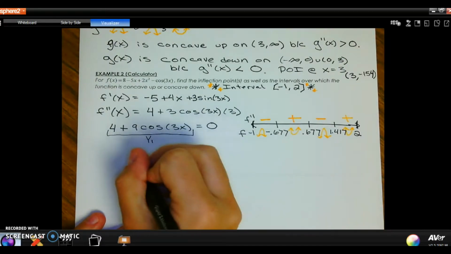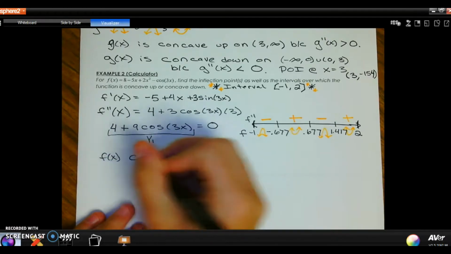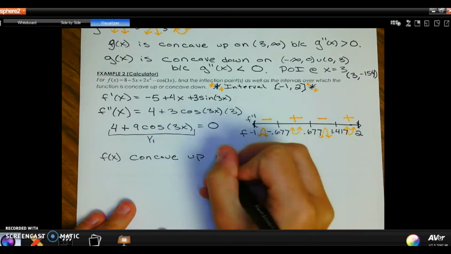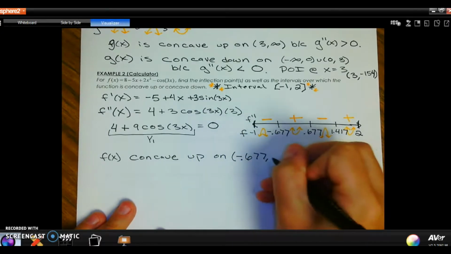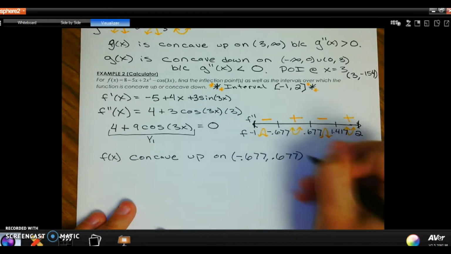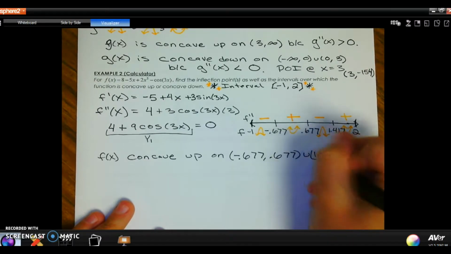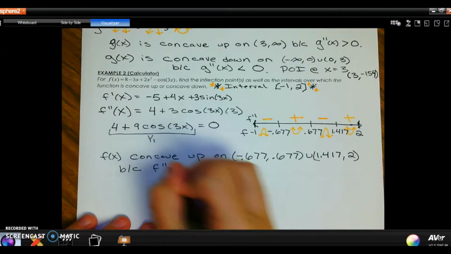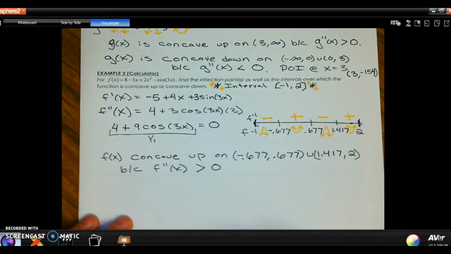And so I can say that f of x was concave up on the interval negative 0.677 to 0.677, union, and then from 1.417 to 2. Okay. And then why was that? That is because the second derivative was positive, so greater than 0.